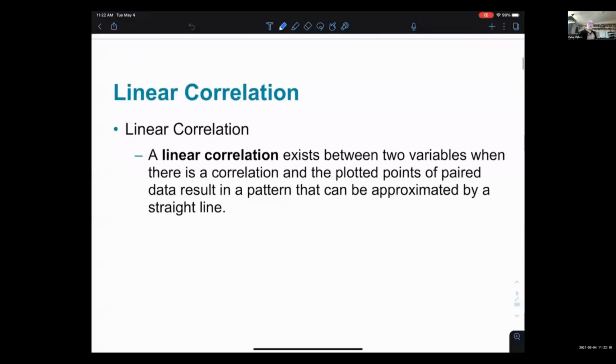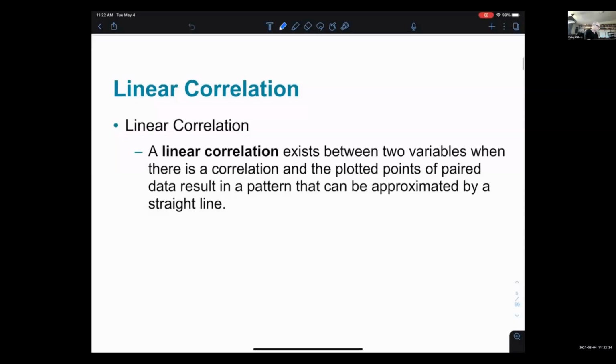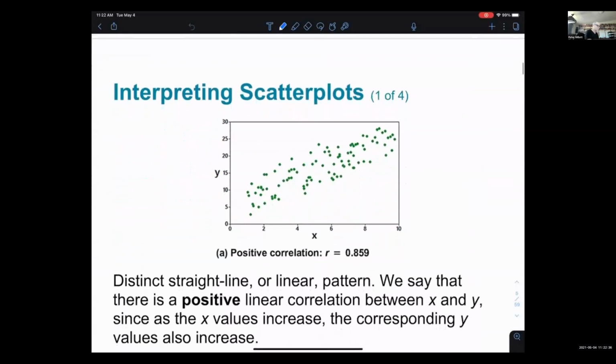So then a linear correlation, more specifically, exists between two variables when there is a correlation and the plotted points of paired data result in a pattern that can be approximated by a straight line. So let's look at some graphs.